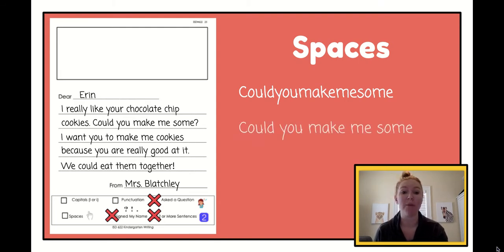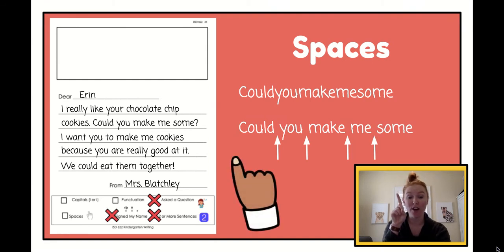I need to make sure I put spaces in between all of my words. Otherwise, you can't read it. So make sure you use your finger. Write your word, put your finger down, write the word, put your finger down, write the word. So you have spaces between your words. I'm looking, I think I got all my spaces, so I crossed off the spaces part of my letter.